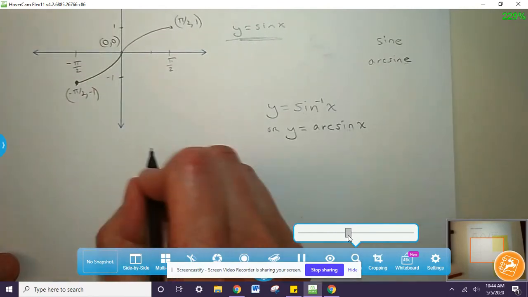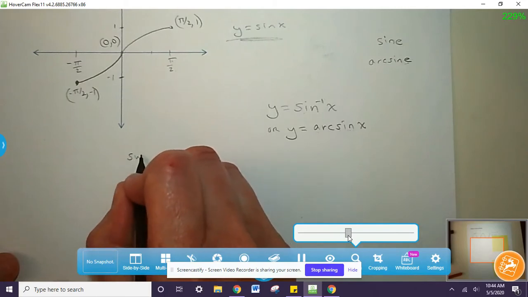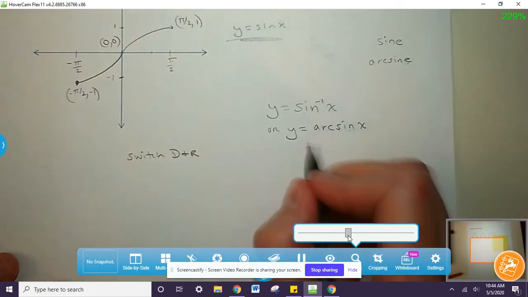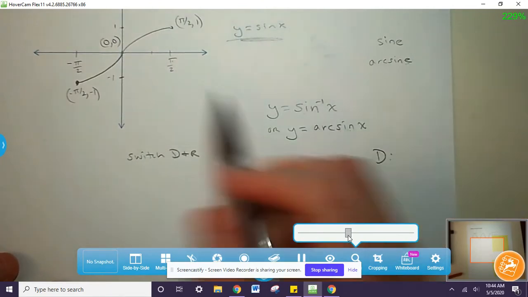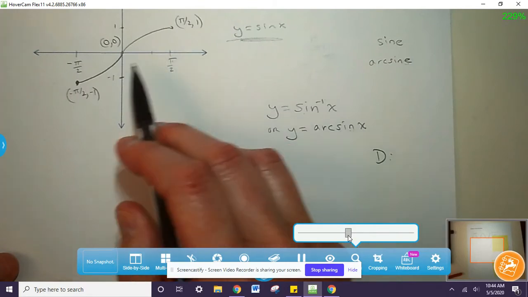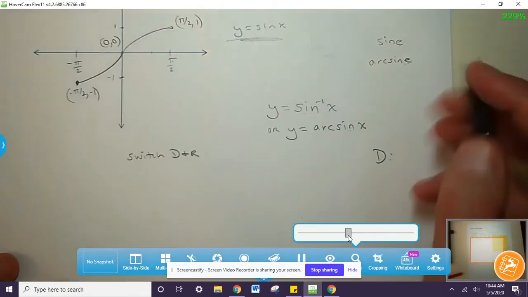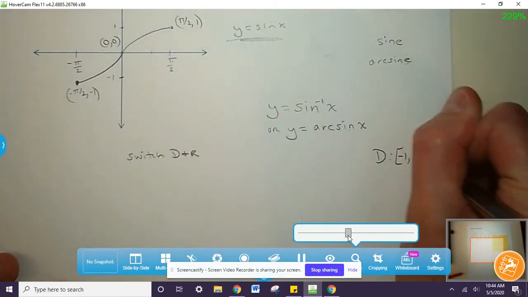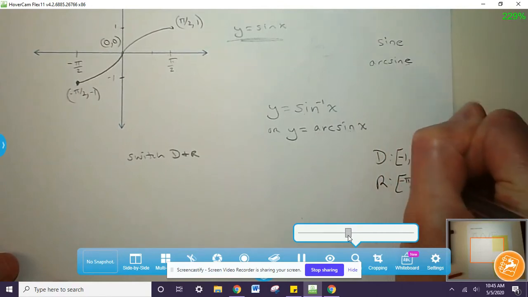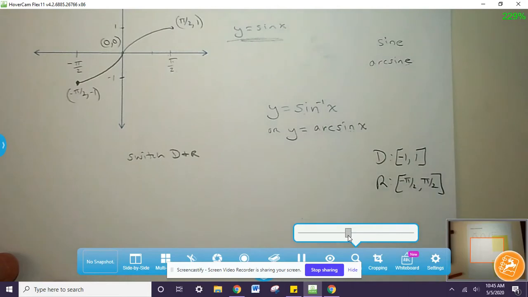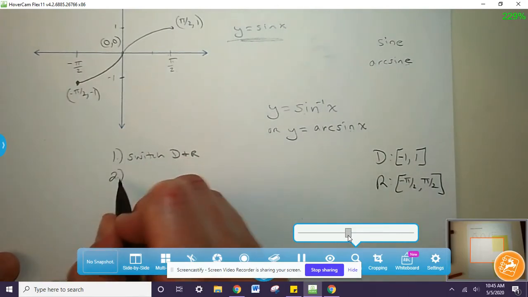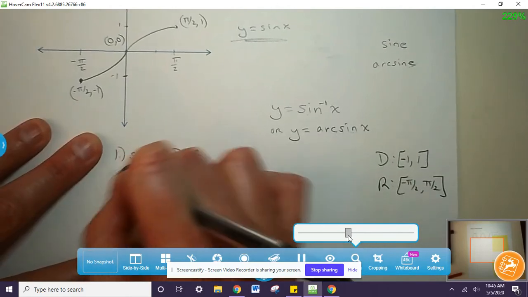So what I like to do first is switch the domain and range. So my domain for this graph, the restricted domain went from negative pi over 2 to positive pi over 2, and the range went from negative 1 to 1. So that means for the inverse, the domain will be from negative 1 to 1. And the range is going to go from negative pi over 2 to positive pi over 2. So after I switch the domain and range, I like to set up my axes.